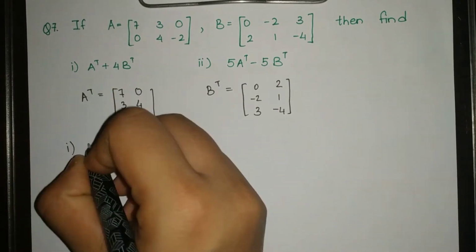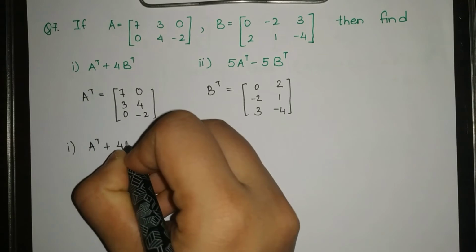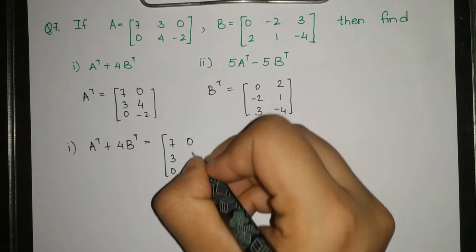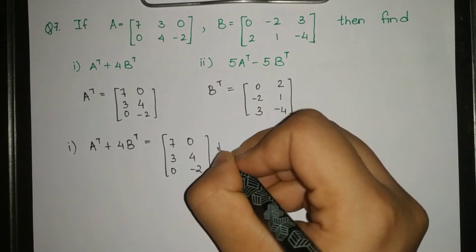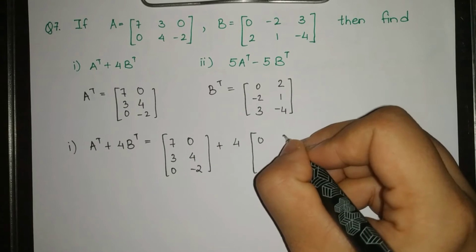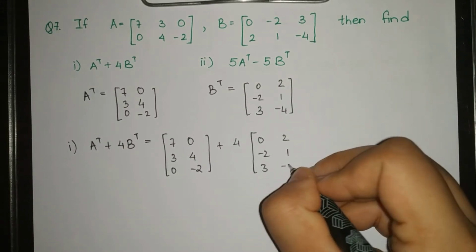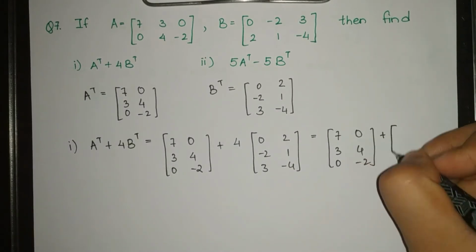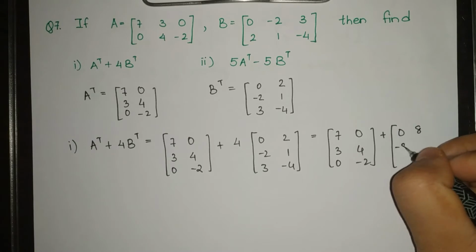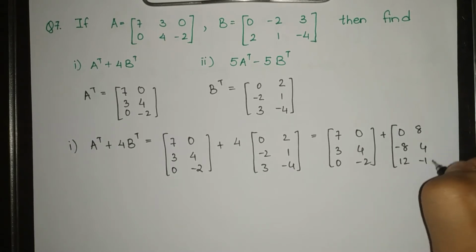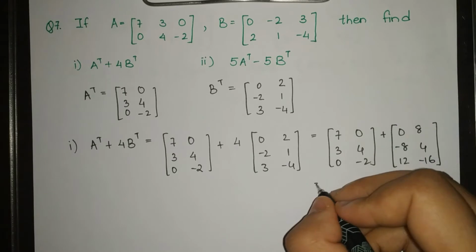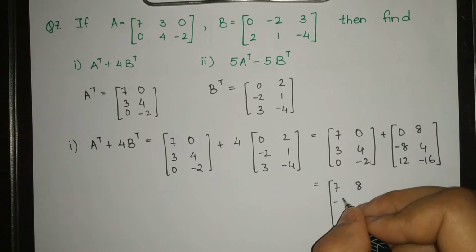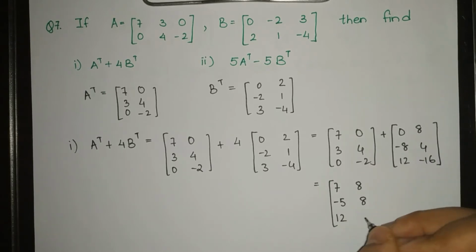So this is A transpose plus 4B transpose, which is equal to 7 3 0 0 4 -2 plus 4 into 0 2 -2 1 3 and -4. ठीक है. So we'll multiply this. On multiplying we get 0 8 -8 4 12 minus 16 और फिर इसको ऐड कर देंगे तो we get 7 8, then यहाँ पे we'll get -5 8 12 and -18.